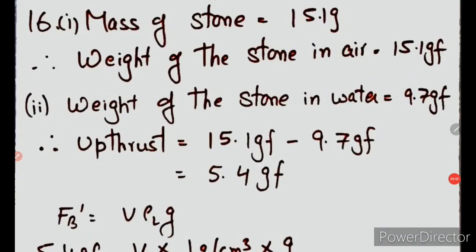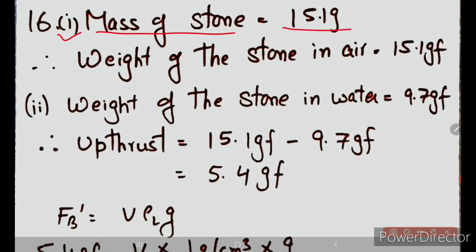So coming to the solution of number 16, 16.1. The thing which was given to us was the mass of the stone, which is 15.1 gram. To convert it into weight, I just have to put this F here. So the weight of the stone in air shall be 15.1 gram force. Number 2, the weight of the stone given to us in water is 9.7 gram force.